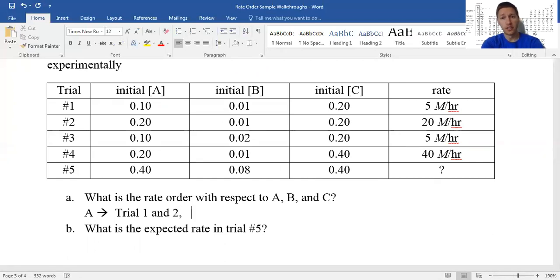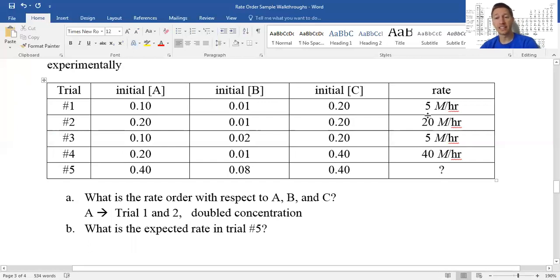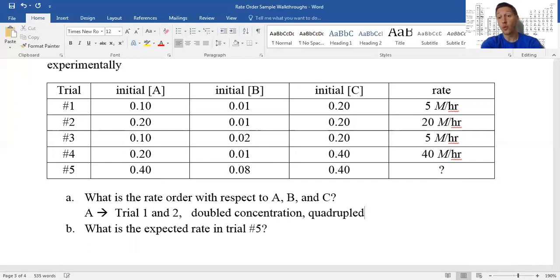And we see that with trial 1 and 2, when we doubled the concentration, what happened to the rate? Looking at the rate here, the rate went from 5 to 20. That's not proportional, and it did matter, so therefore our only option here is going to be second order. It quadrupled the rate, which is 2 squared, which is 4. So that means that we are going to be A raised to the second power.